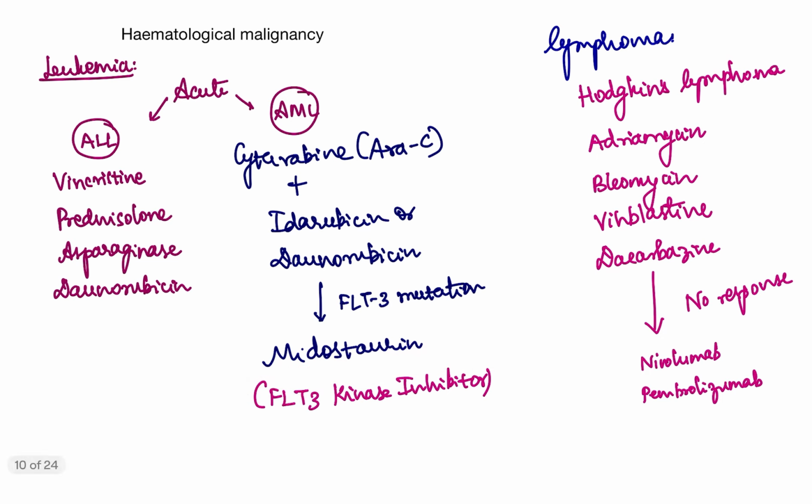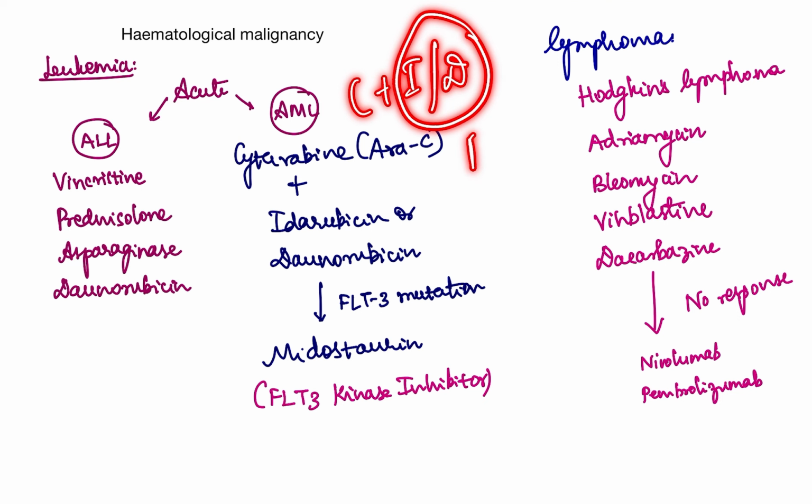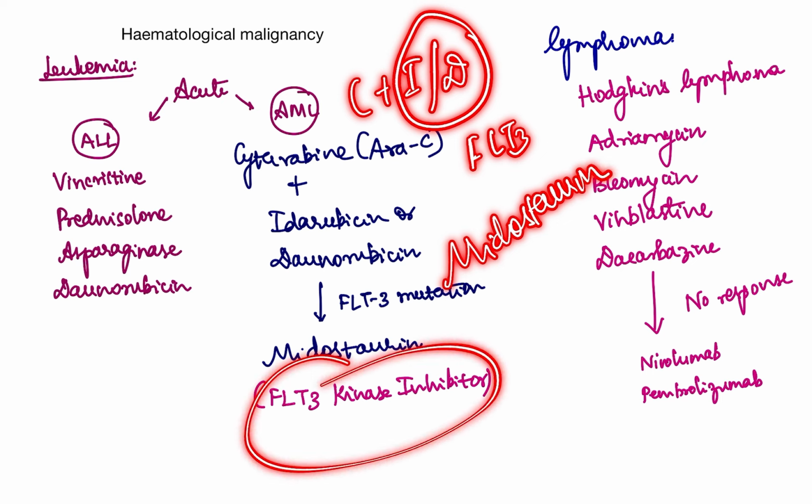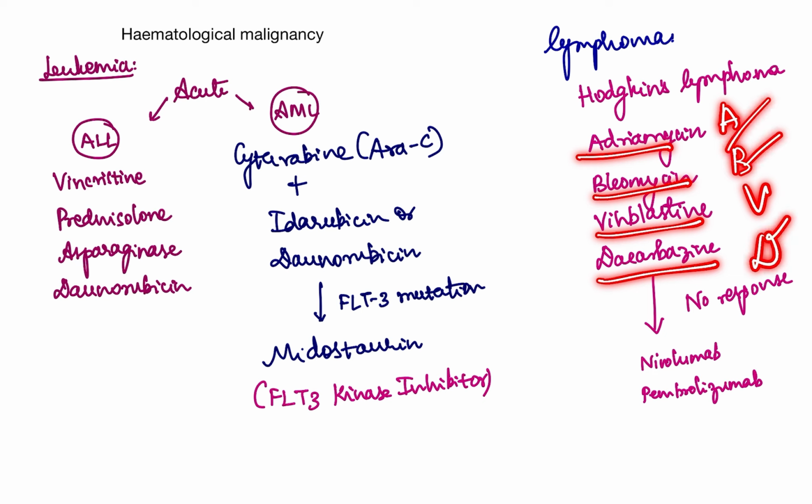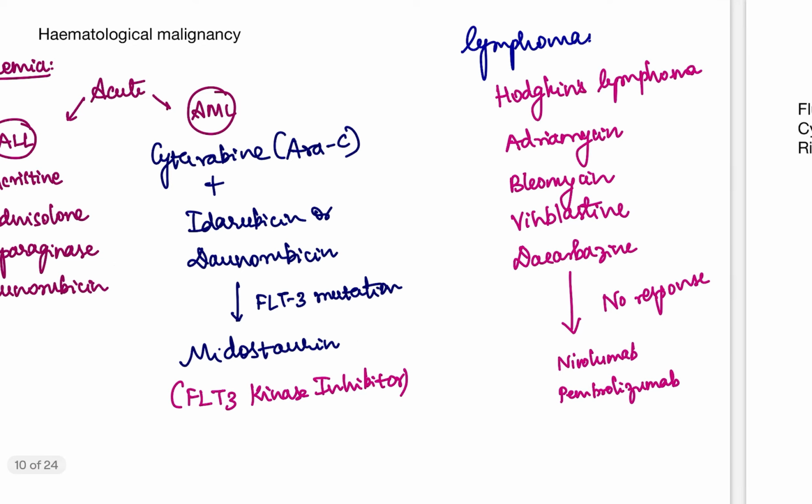So for AML, give cytarabine plus idarubicin or daunorubicin. If the patient has got FLT3 mutation, go for midostaurin because it is an FLT3 kinase inhibitor. The lymphomas, for Hodgkin's lymphomas, you can give adriamycin, bleomycin, vinblastine, and dacarbazine. A, B, V, D: adriamycin, bleomycin, vinblastine, dacarbazine. No response to that, nivolumab, pembrolizumab.